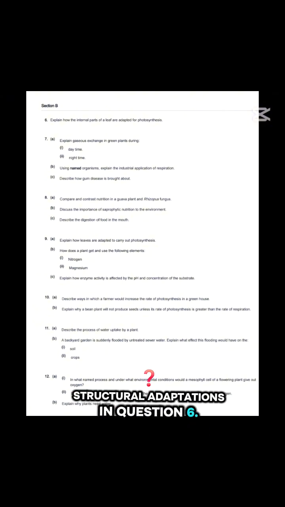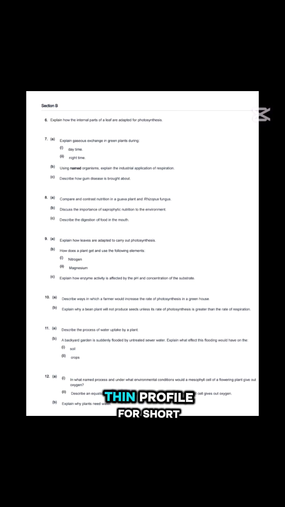Question 9. A. Explain how leaves are adapted to carry out photosynthesis. Refer to the structural adaptations in question 6: broad flat surface area, thin profile for short diffusion path, presence of stomata, transparent cuticle, and specialized palisade layer.